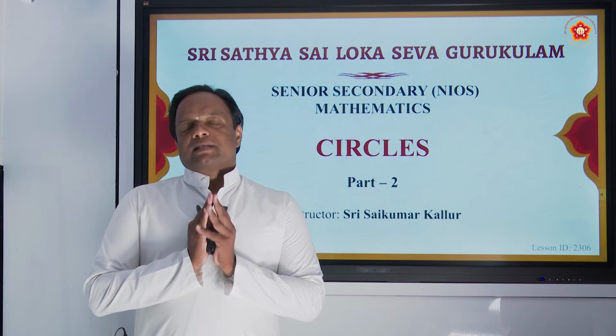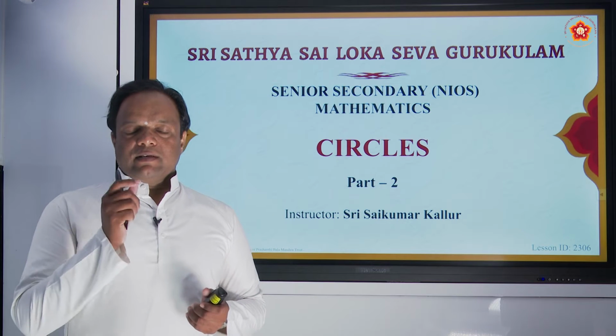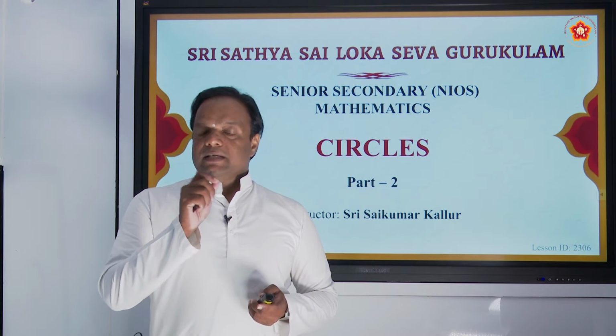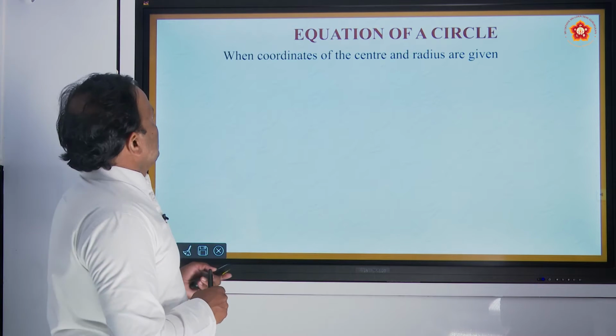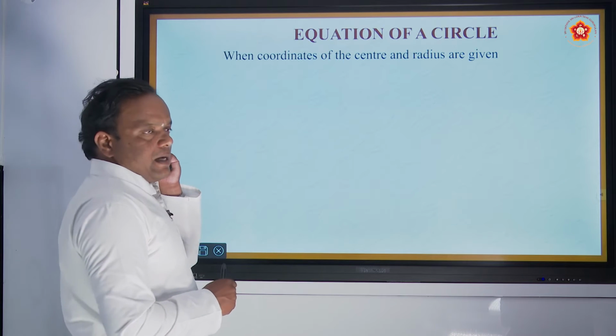So let us continue the circle in second part. We see how you can derive the equation of a circle. What is the derivation? Center radius form. See, equation of a circle when coordinates of the center and radius are given.